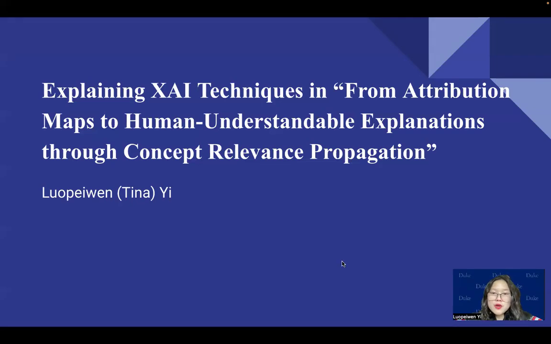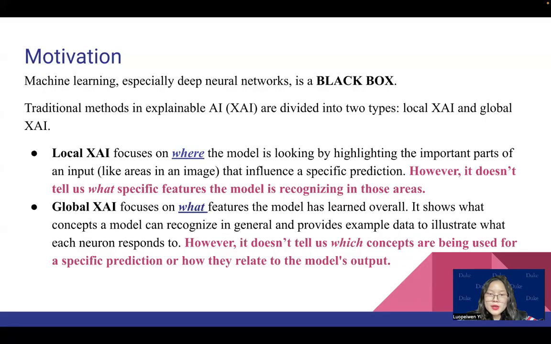Everyone, welcome to my video explaining XAI techniques in a recent paper published in September 2023 called From Attribution Maps to Human Understandable Explanations Through Concept Relevance Propagation. Here's a little bit of the background motivation of this paper.